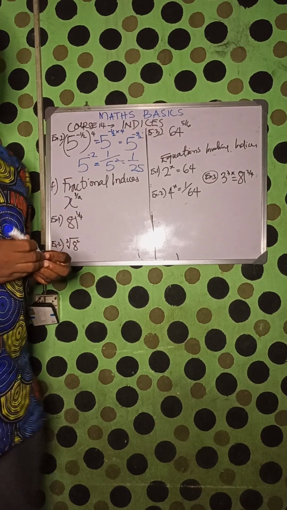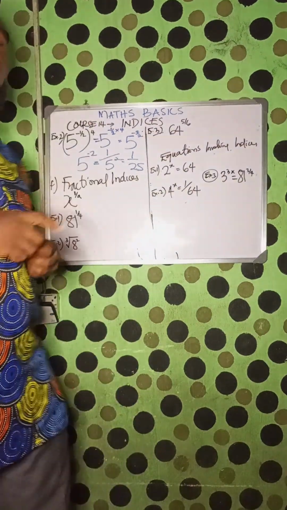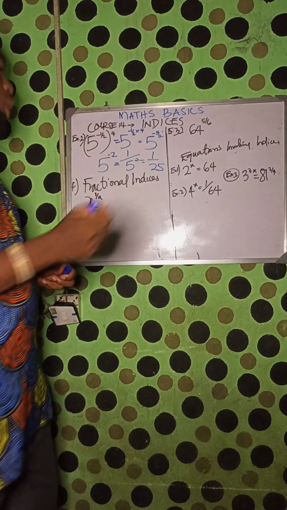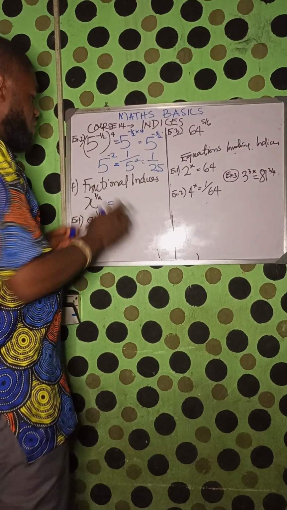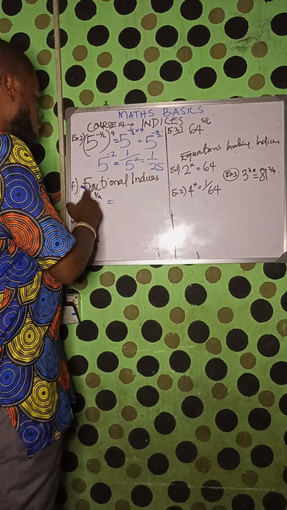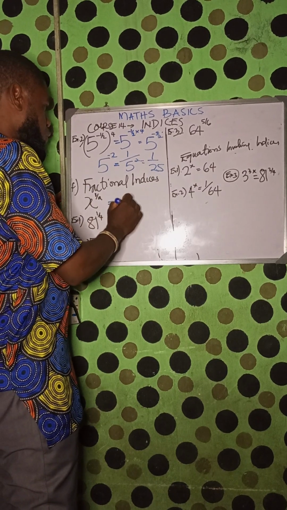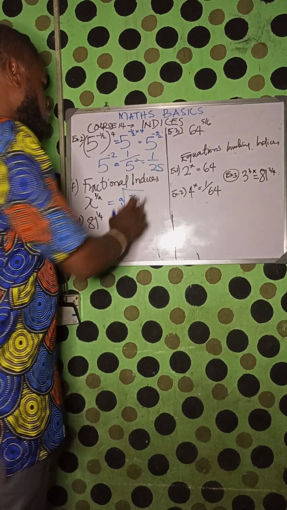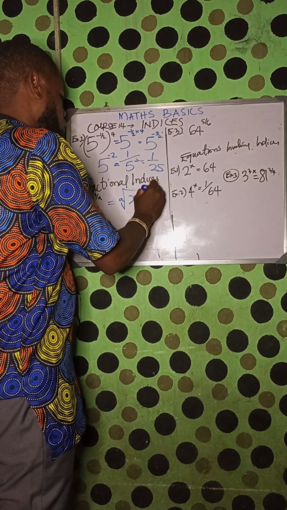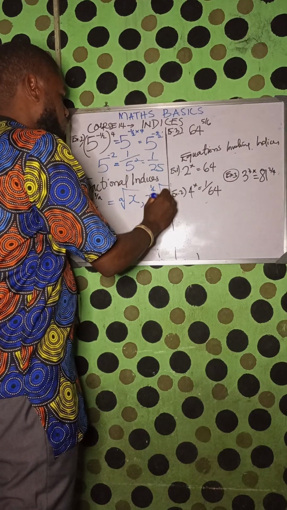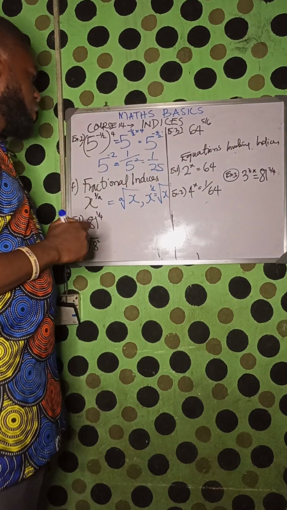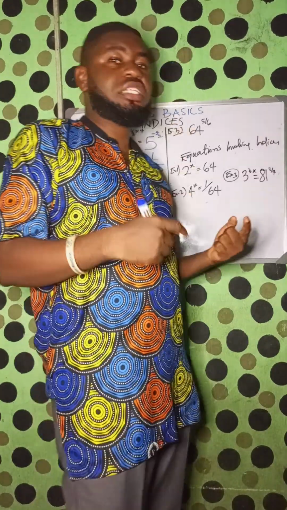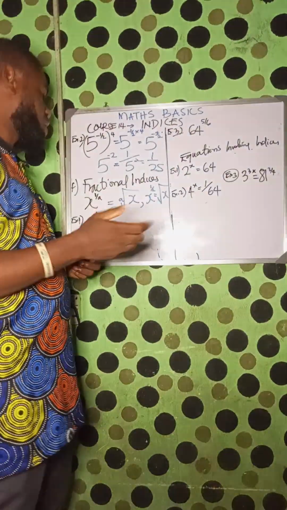Next law we have here is what we call the fractional indices or the root law. Any one of them is acceptable. Fractional indices or the root law: you have x raised to the power of 1 over a. 1 over a means the a-th root of x. If it were x to the power of 1 over 2, it will be the square root of x. If it's x to the power 1 over 3, it's the cube root of x. If it's 1 over 4, it's the fourth root of x, and so on and so forth.